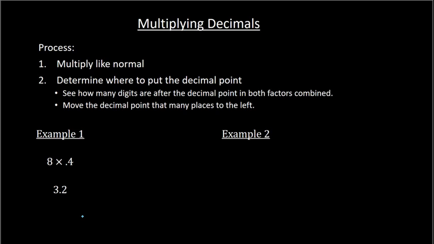Here's another example. If we had 0.8 times 0.4. Again, you multiply the numbers like normal. 8 times 4 would give you 32. But notice here, we have one number after the decimal point in the first factor, and one number after the decimal point in the second factor. So you add those together, we have 2 digits total after the decimal point, which means that we move the decimal point 2 places to the left with the number we got. So with the 32, move the decimal point 2 places to the left, that gives you 0.32.